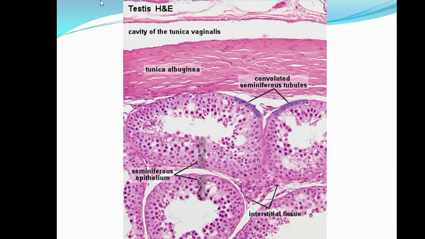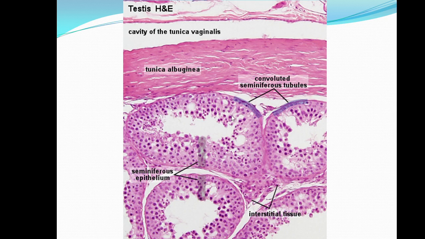Here, this is the H&E stain section of the testis. Here you can see the cavity of the tunica vaginalis. This is the tunica albuginea covering the testis, and these are the seminiferous tubules. You can see the lumen here. Here is the lumen of the testis and seminiferous tubules.